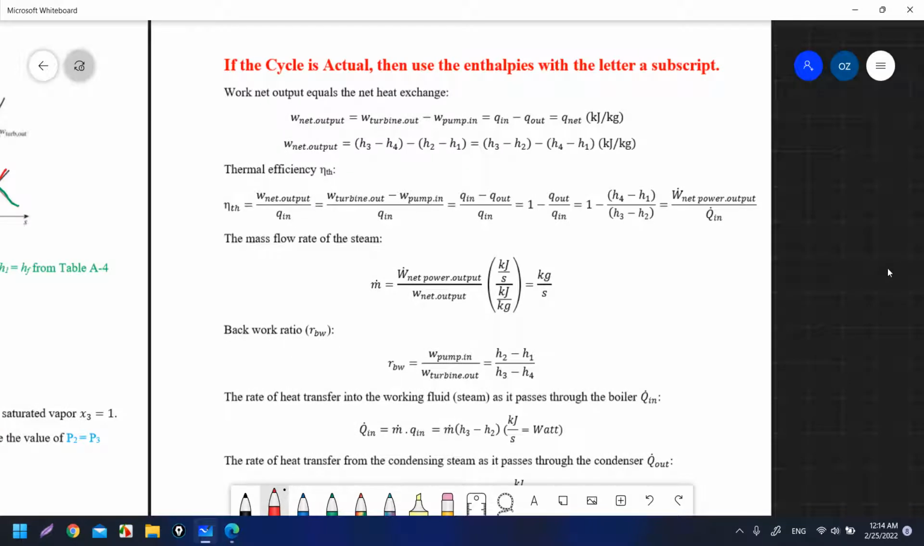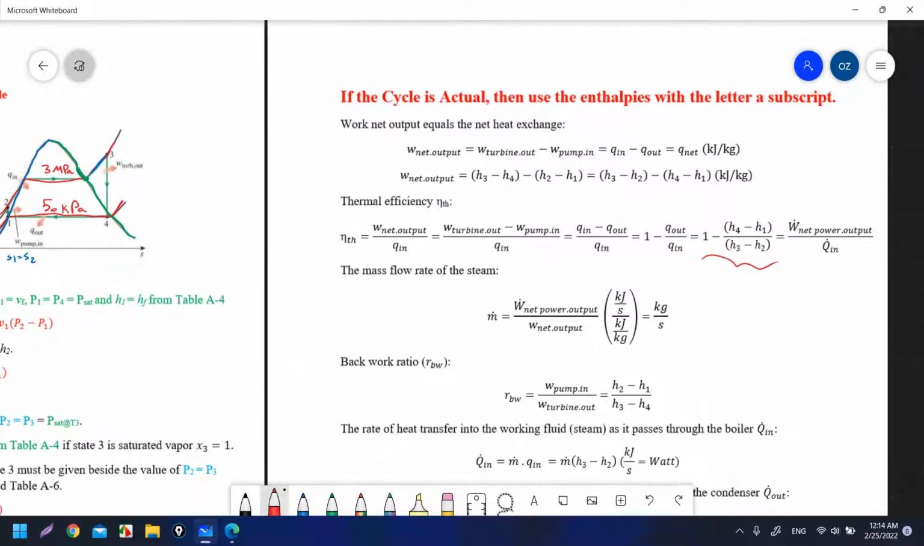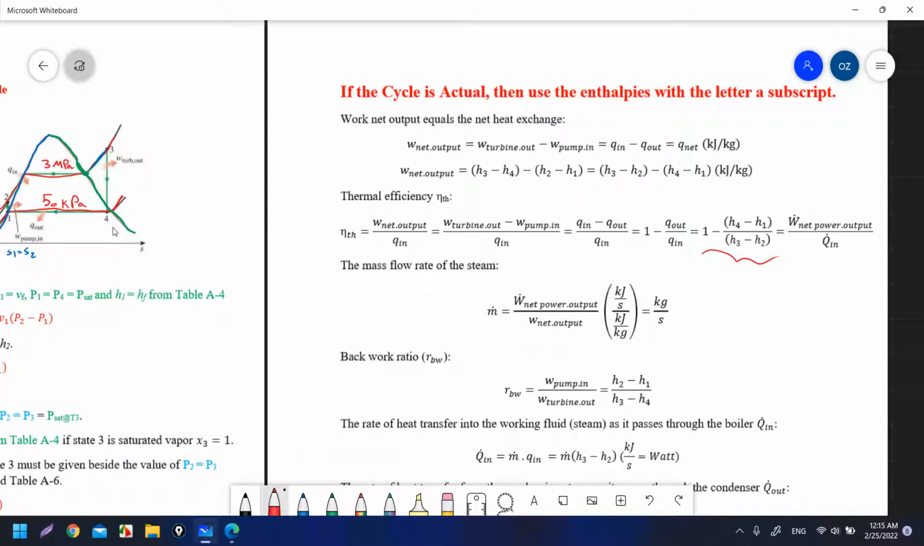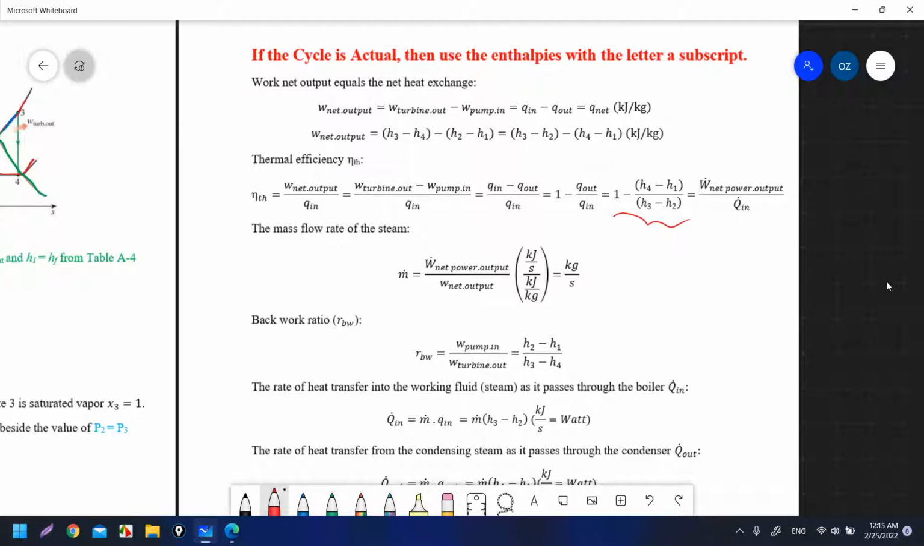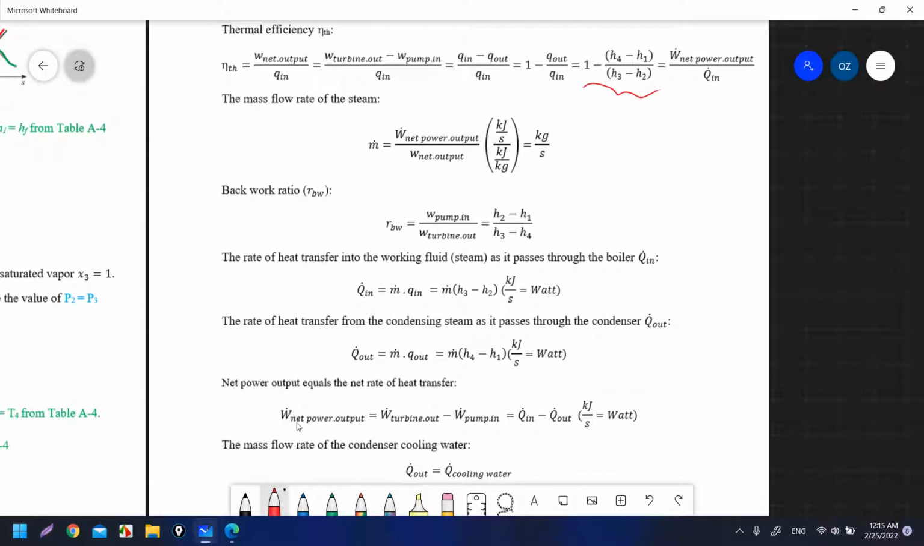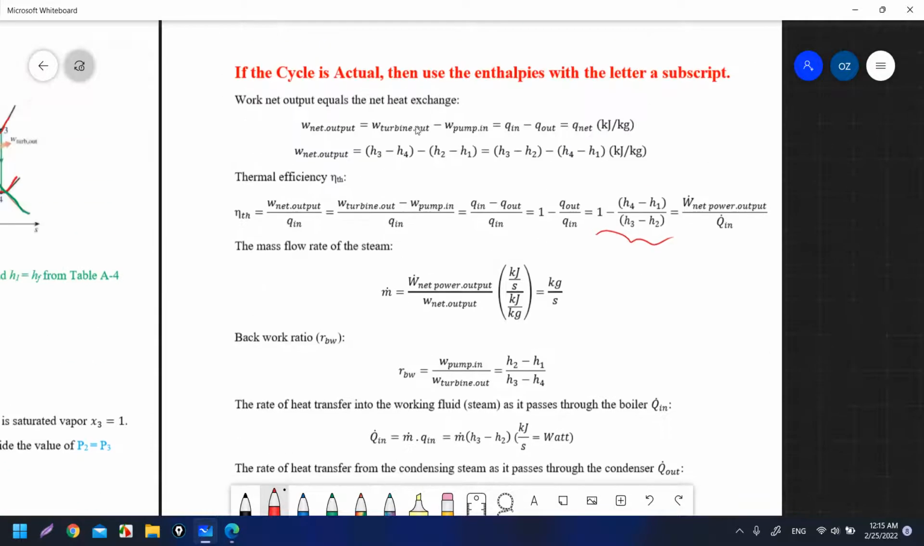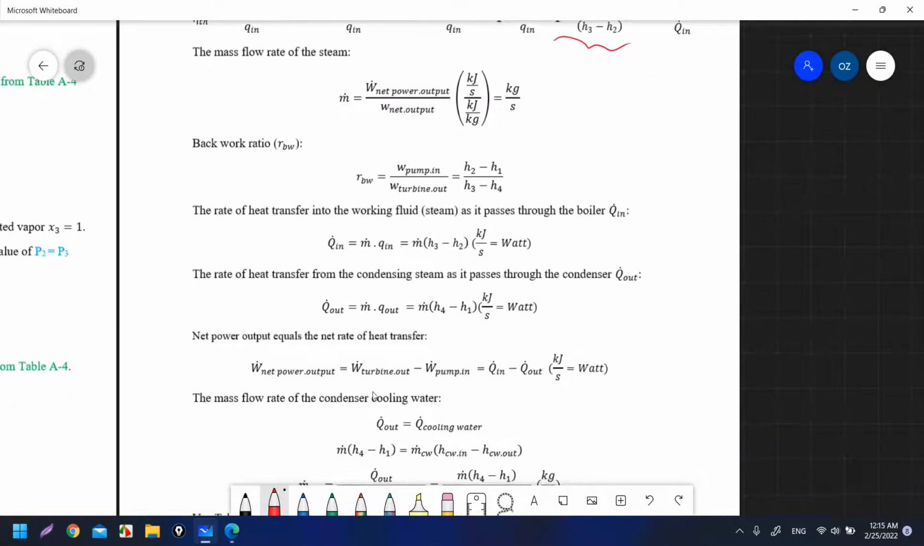This indicates that when he asks you about the thermal efficiency, you must find the enthalpy at each state. We have only 4 states, so you need to find the enthalpies at each state. So directly think: let's find all the enthalpies if he asks about the thermal efficiency. And also if he asks in part B for the work net output, he said the power output, so it's W dot. Instead of this equation like this, we will put dot: work turbine dot minus work pump dot.